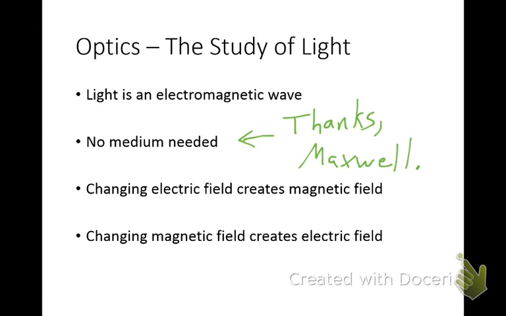Now, visible light is just part of a wider electromagnetic spectrum. In fact, visible light is the tiniest little sliver of it. It includes stuff like radio waves and microwaves and infrared and visible light and ultraviolet and X-rays and gamma rays, all that kind of good stuff. It all fits into one spectrum. It's all the same thing, just differing wavelengths and frequencies.